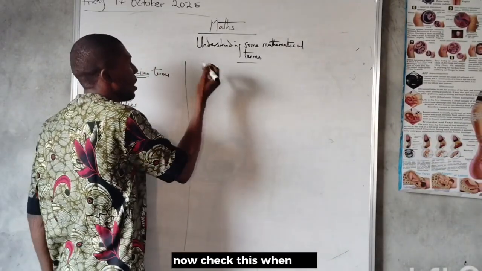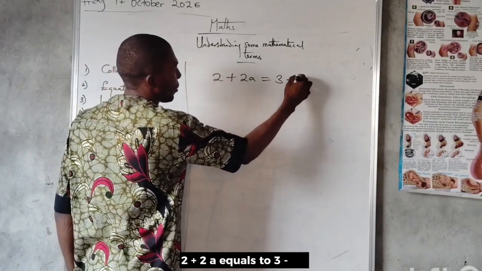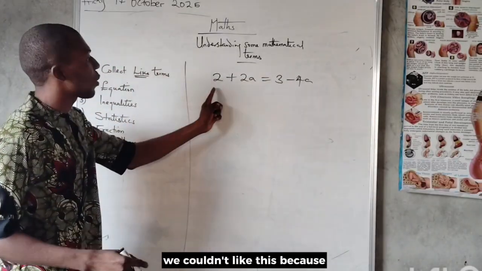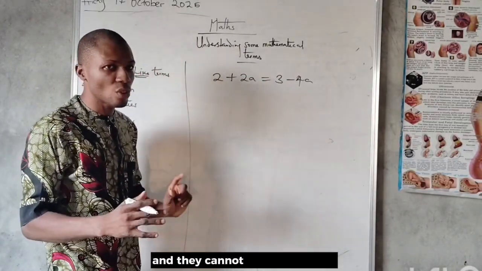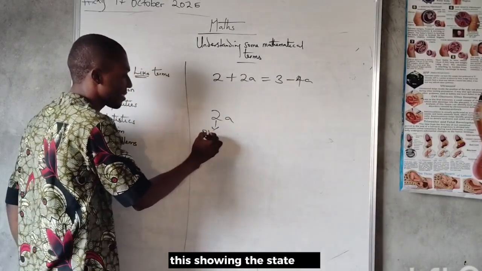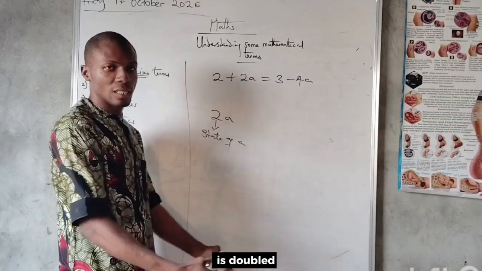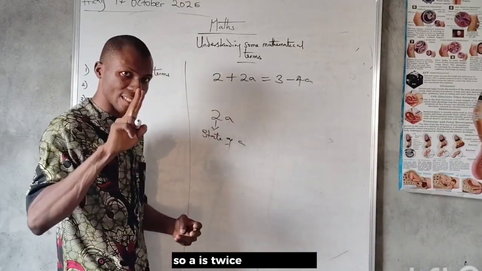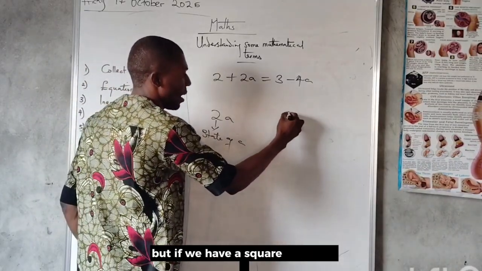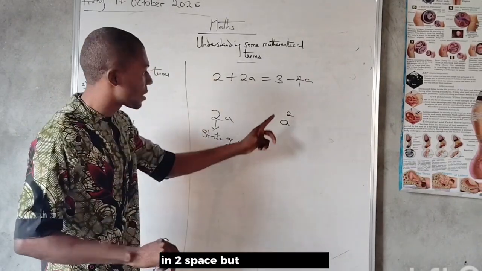Now check this. When you have something like this, 2 plus 2a equals 3 minus 4a, we collect like terms because they are different and they cannot add. What is this? If you have something like this, it is showing the state of a is doubled. So a is twice, is 2, but in addition. But if we have a squared, it is also in two states, but in multiplication.